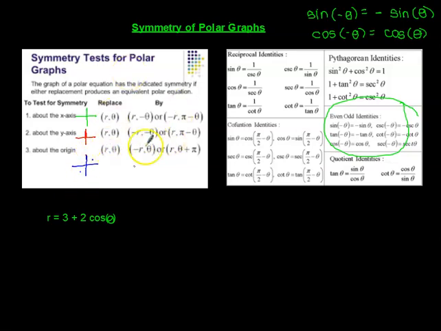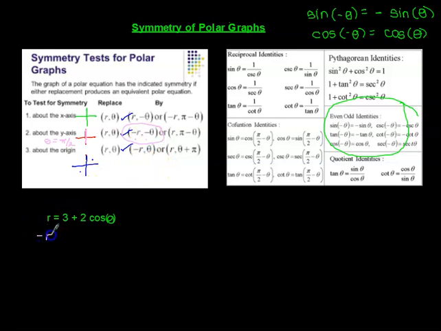But since we're dealing with polar graphs, there is a test, and we're just going to replace r and theta with each one of these. And if it comes out the same as it was before, then it's symmetric with respect to that given axis that we're testing. So starting off, I'm going to test if it's symmetric with respect to the y-axis, which can also be called theta equals pi over 2. Because if you think about pi over 2, it's right up here, which is where the y-axis is. So I'm going to replace the r with negative r and the theta with negative theta.